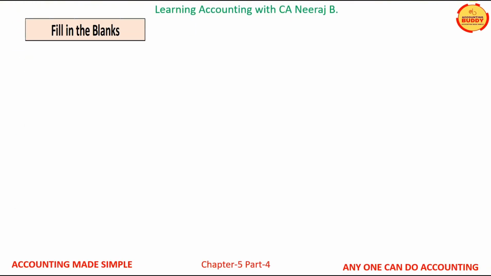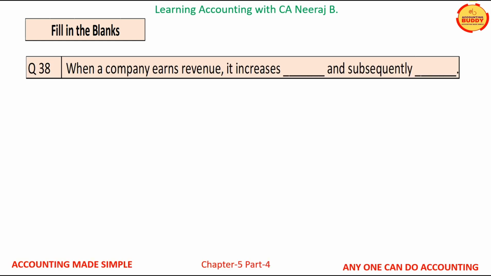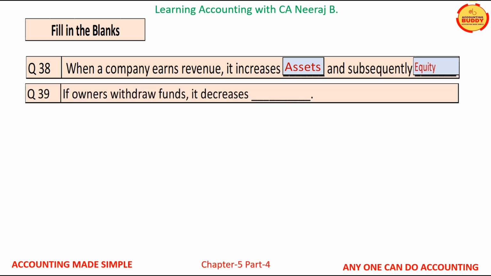Let us try a few fill in the blanks questions. Question number 38 on your screens is: when a company earns revenue, it increases dash and subsequently dash. The answer is assets and equity. Question number 39: if the owner withdraws funds, it decreases dash. The answer is equity. It decreases equity.